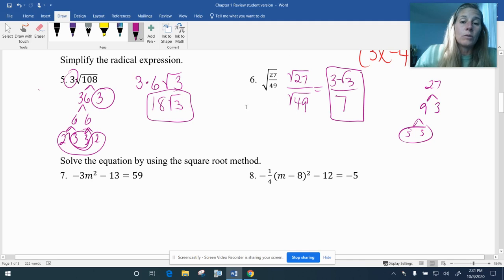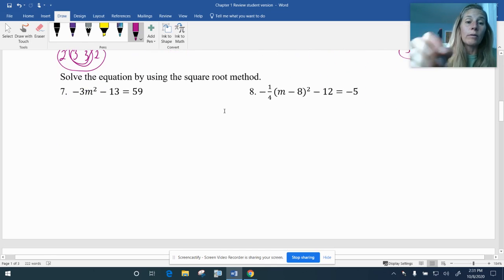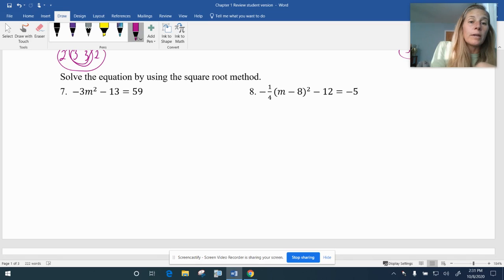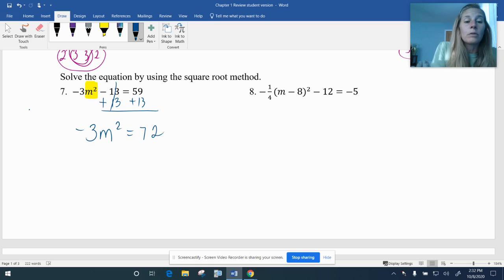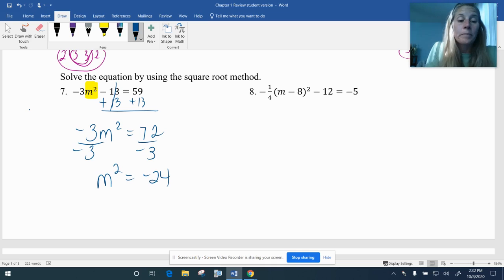Okay, so now we're going to solve some equations using the square root method. So for instance, if I am going to solve number 7, my goal is to get this m squared by itself. So I'm going to add my 13 to the other side. Negative 3m squared equals 72. Divide by the negative 3, which gives me negative 24. So now I'm going to square root. Remember, every time you square root something, you have a positive and a negative answer.